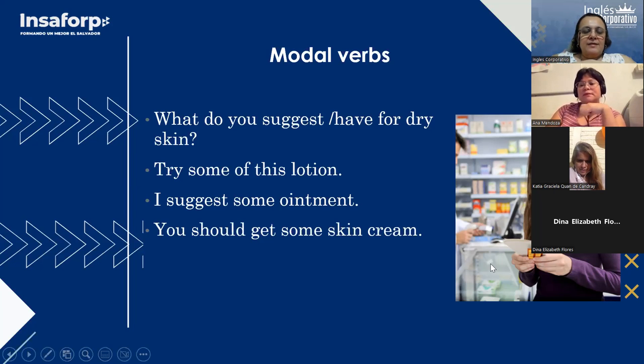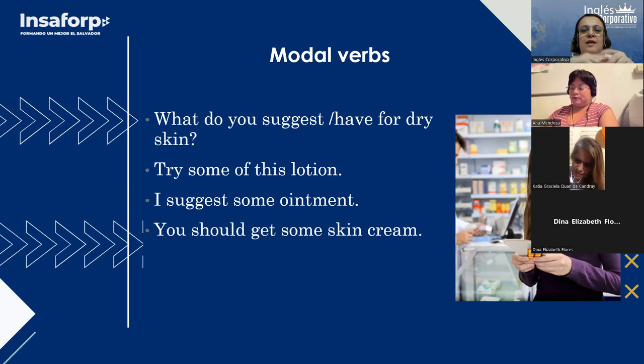Teacher, sorry, I have a question. What is the meaning of ointment? Ungüento. Ah, okay, thank you. Ointment, ungüento. Acuérdense que lotion es como la crema, como body lotion. Usted compra una crema y dice body lotion. Ointment sería como ungüento, como los que vienen en tubos. Ahí dice ungüento.